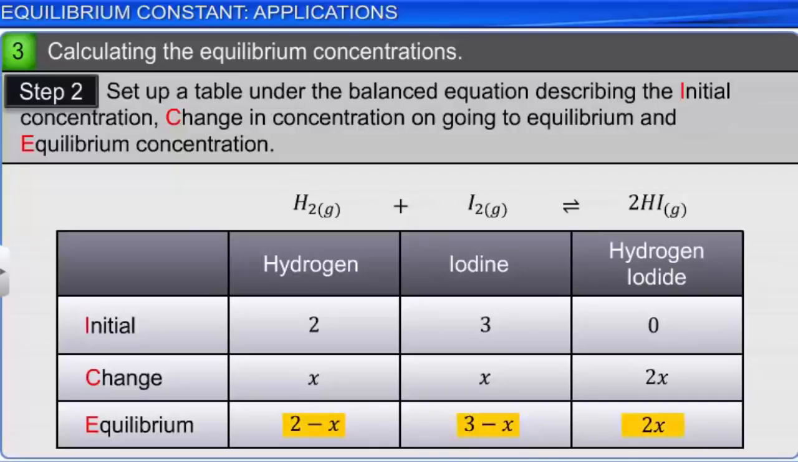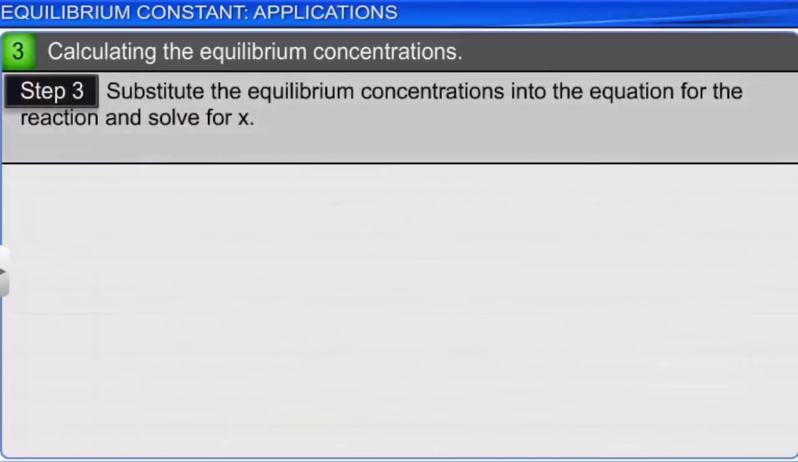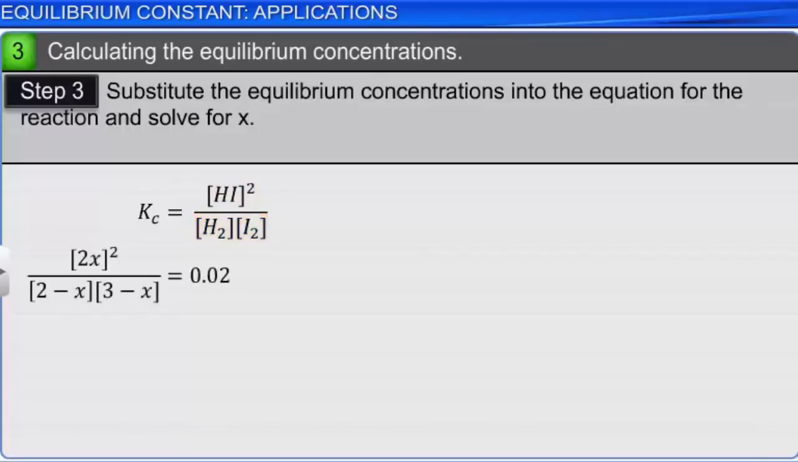In the third step, substitute the equilibrium concentrations in the equilibrium equation and solve for x. The equilibrium equation for the reaction is Kc is equal to the concentration of hydrogen iodide raised to the power of 2 divided by the product of the concentrations of hydrogen and iodine. On substituting the equilibrium concentrations and the value of the equilibrium constant in the equation, we get 2x squared divided by 2 minus x multiplied by 3 minus x is equal to 0.02.